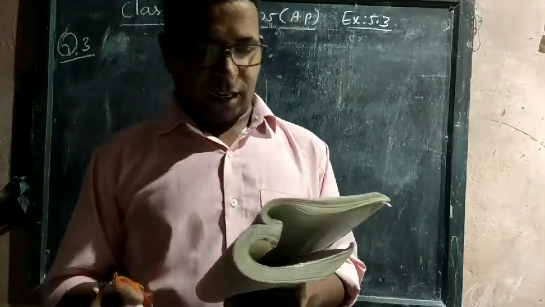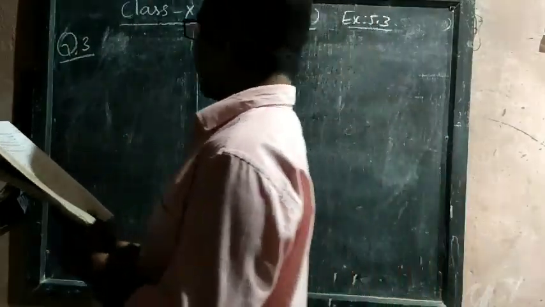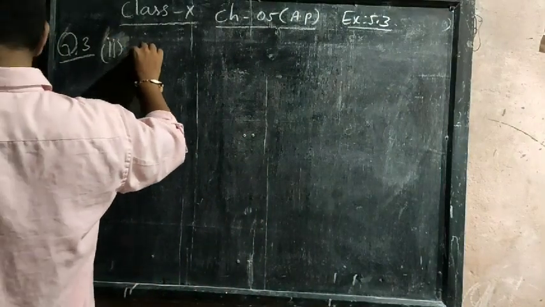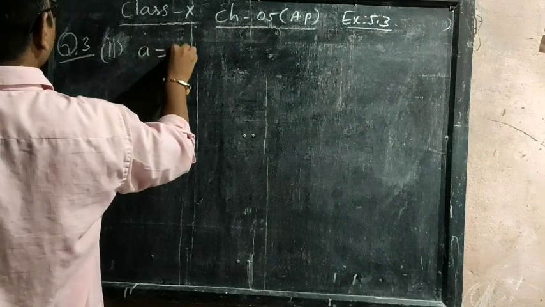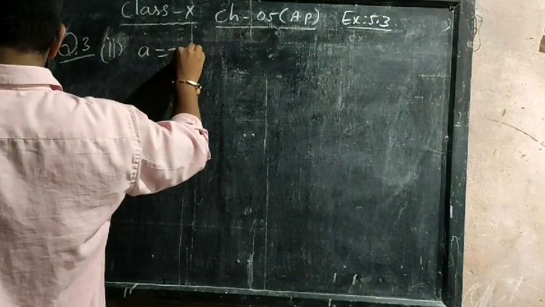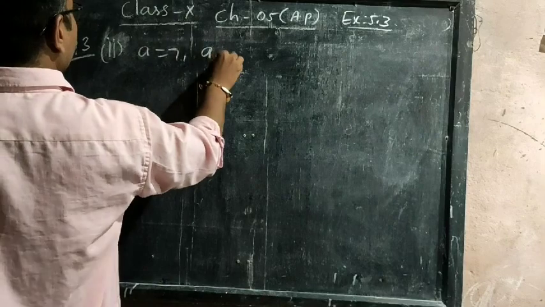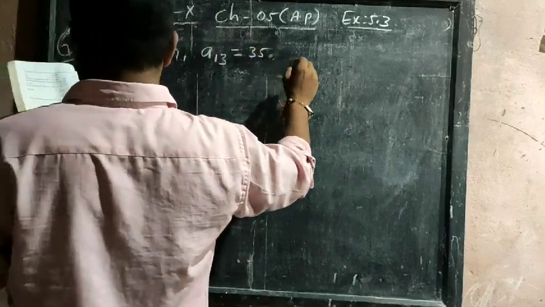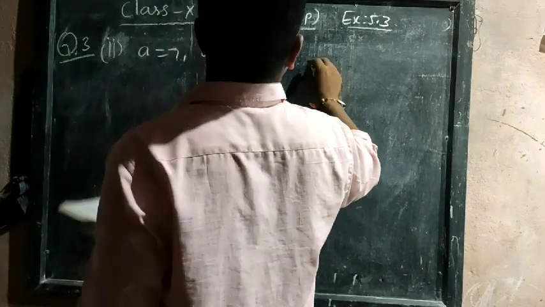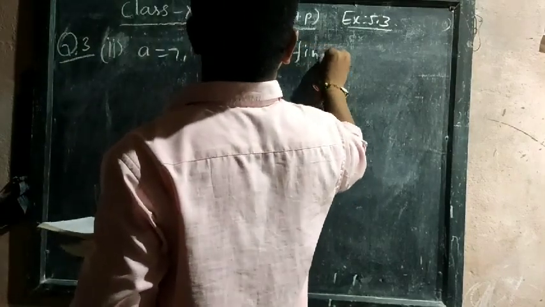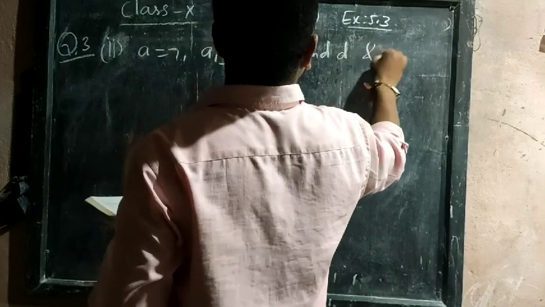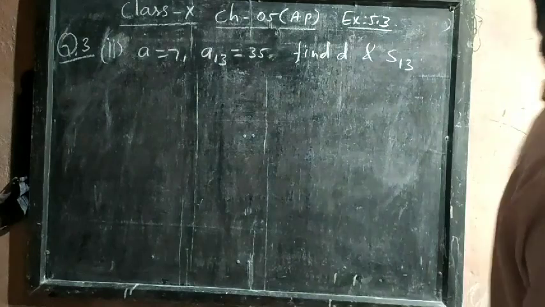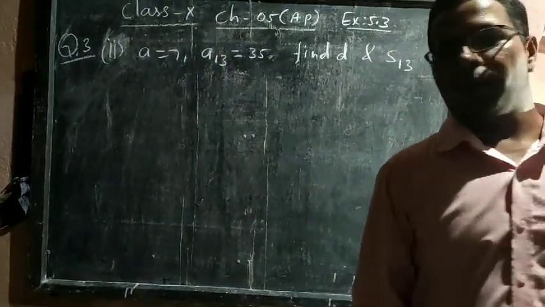So let's start with question number 3, second part. In the second part, a is equal to 7, it is given here. A13 is equal to 35, this much is given here, and find d and S13. The question is telling us to find d and S13. So let's see how we can solve it.